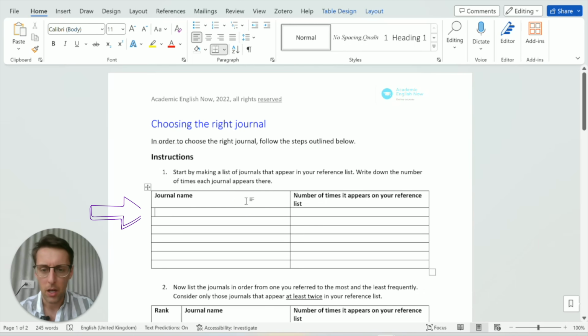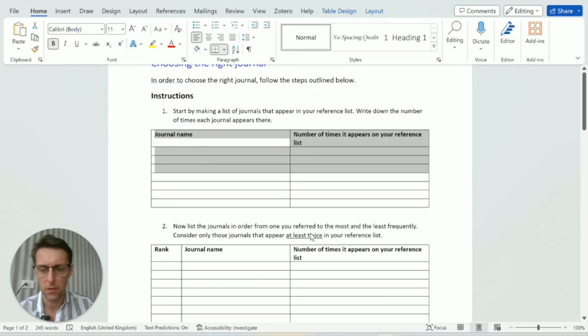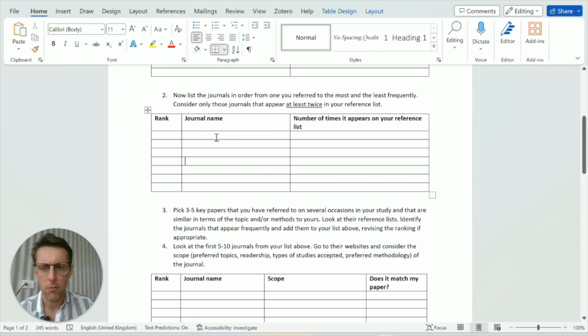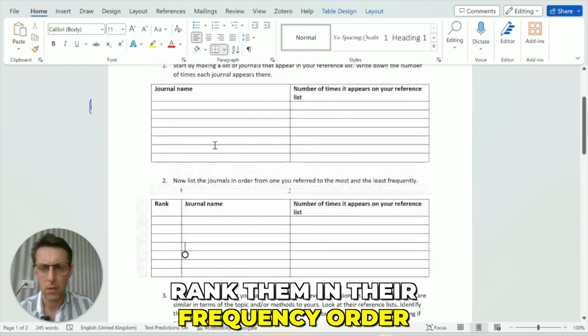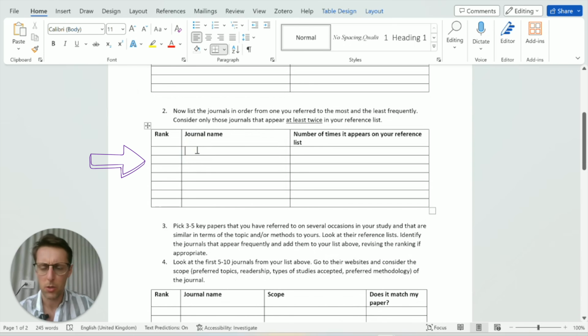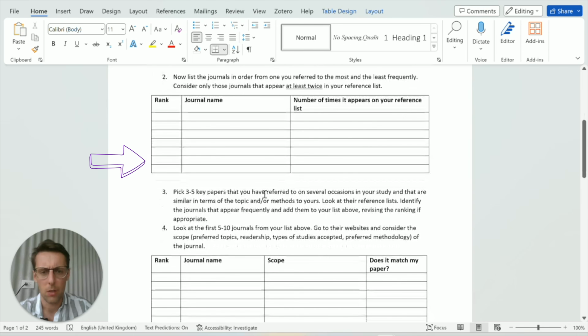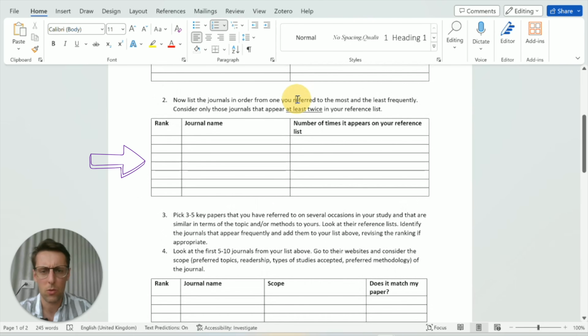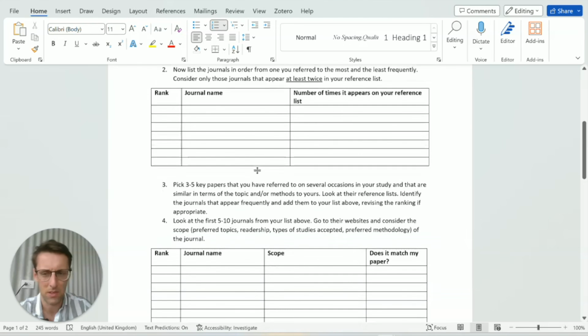Okay, so I'd encourage you to pause the video and do this right now. You want to then rank them in frequency order. So in here, you have journals that you're referring to 2, 5, 10 times. And in here, you just want to put them in order from the journal that you referred to most times in your paper to the one that you've referred to least. And you just want to put the journals that you've referred to at least twice. If you've referred to a journal once, it doesn't make sense to put it here.